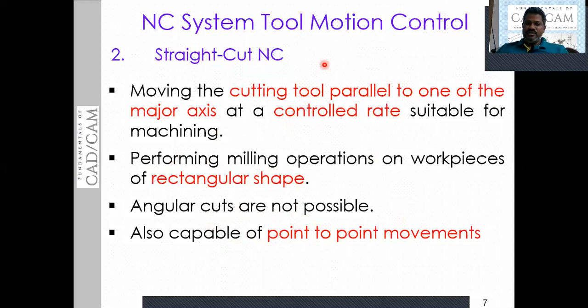This is applicable if we use this straight cut NC. Point-to-point movements are also possible because it can move horizontally, vertically, or sometimes, if you want, the path of the tool is a straight line. So once you use this type of NC system tool motion control, point-to-point movements are also possible.